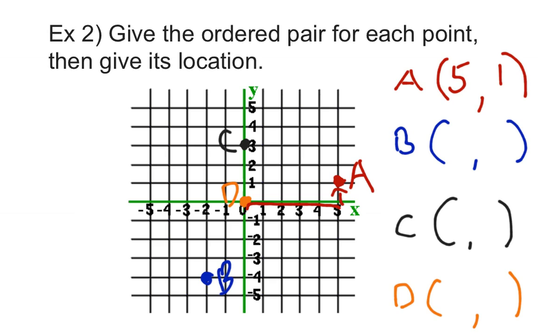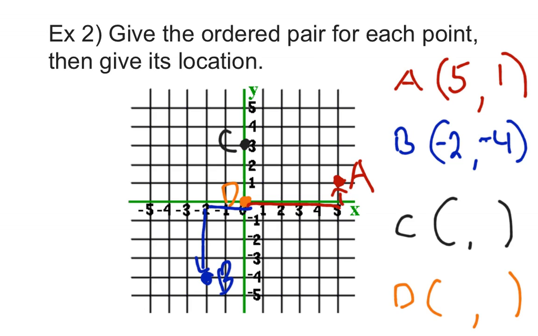For B, B is the blue here. To get to B, again, we have to always go on the x-axis first. So I'm going to -2 because we went to the left. Then I have to go down to -4, so the y-coordinate is -4, and that is my ordered pair.